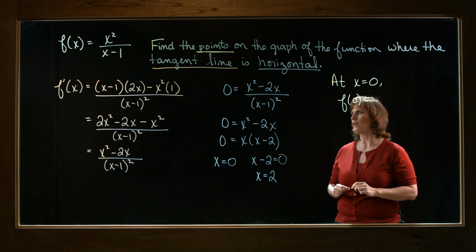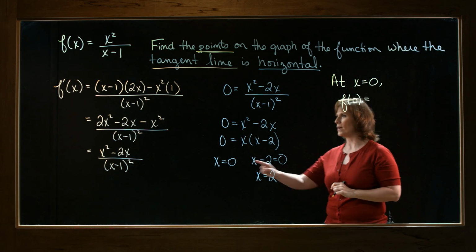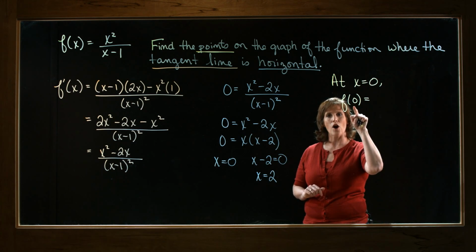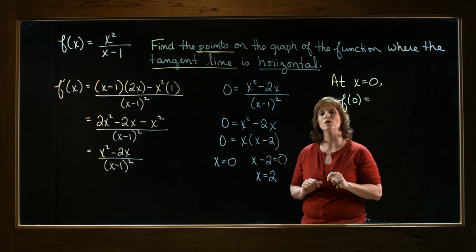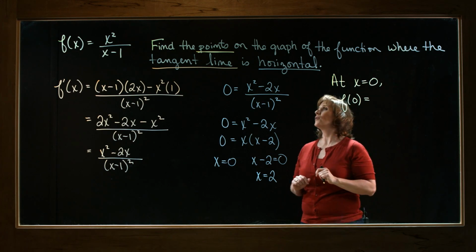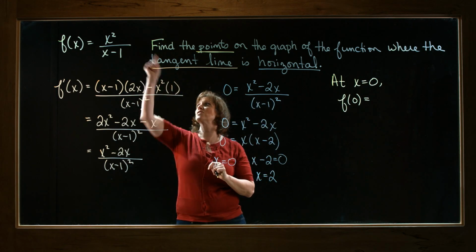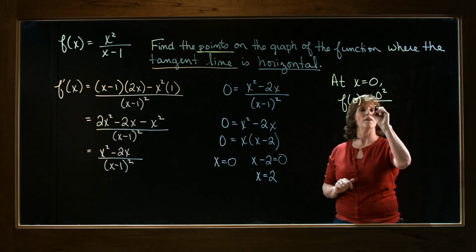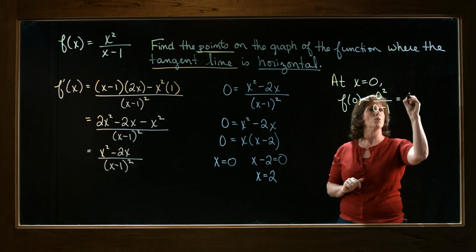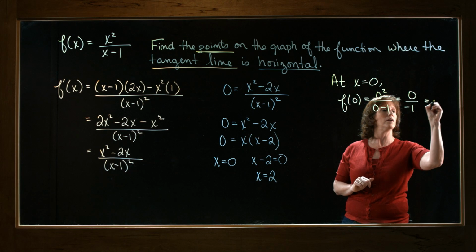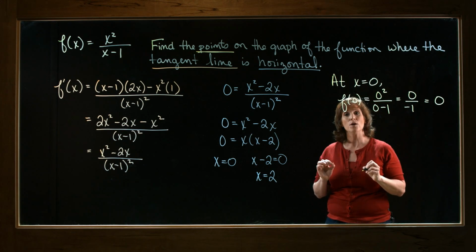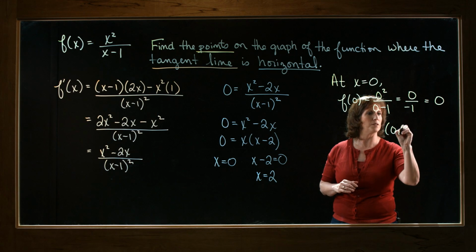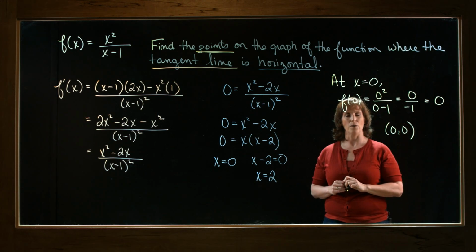Now be a bit careful here because we don't want to plug 0 into the derivative. I'm actually trying to evaluate the point that's on the graph. So I want to plug that into the original function. So that means I'm going to plug it into x squared divided by x minus 1. So I'll have 0 squared divided by 0 minus 1, which is 0 over negative 1 or 0, which means the ordered pair where I have a tangent that's horizontal is going to be the point 0, 0.